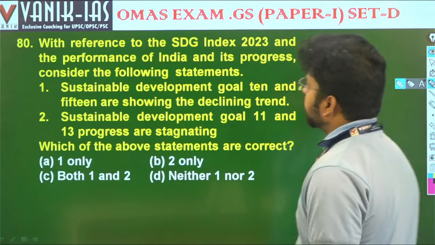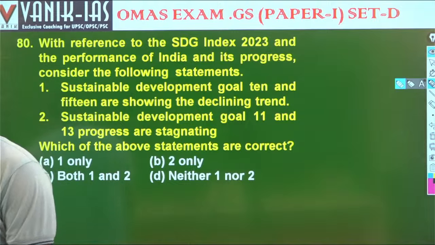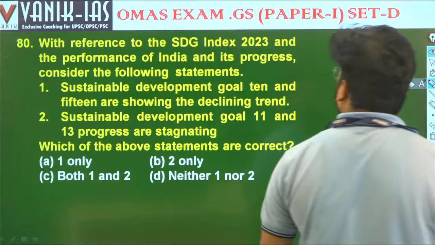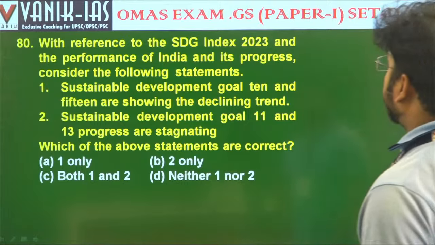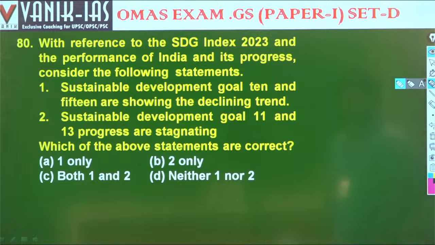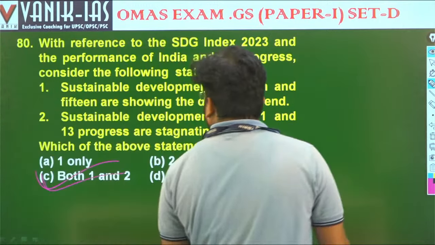Directly from current affairs. With reference to the SDG index 2023, the performance of India and its progress. Sustainable Development Goals 10 and 15 are showing a declining trend. Goals 11 and 13 are stagnating. Goal 10 is inequality, 11 is sustainable cities, 15 is life on land, and 13 is climate action. Based on the SDG index, both the statements are correct.